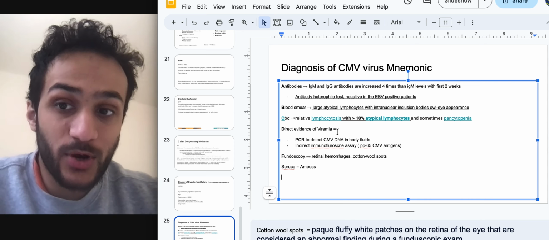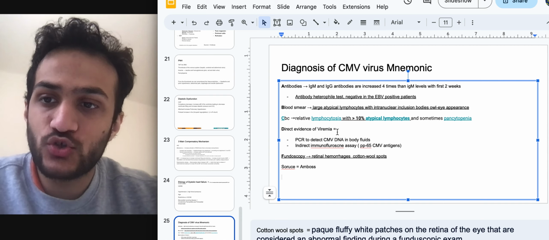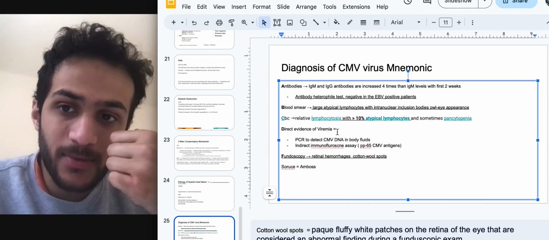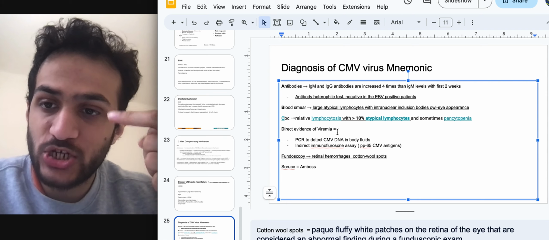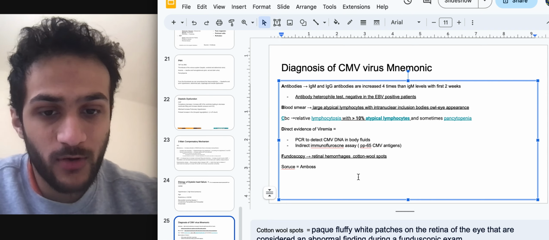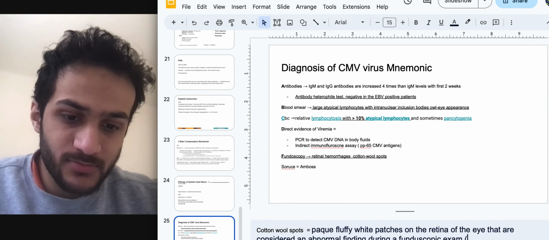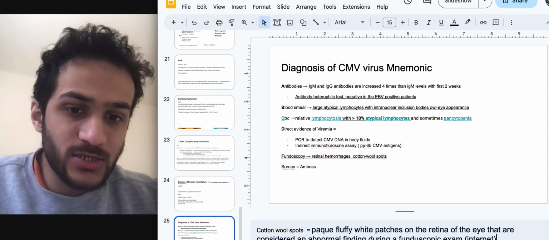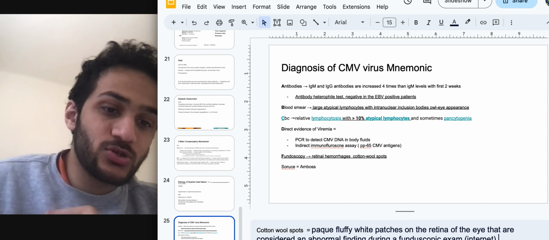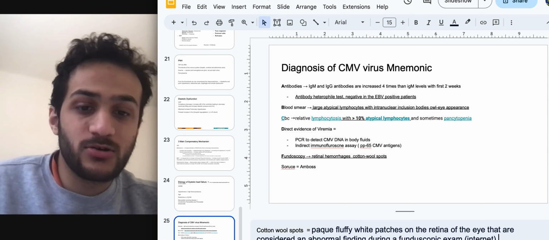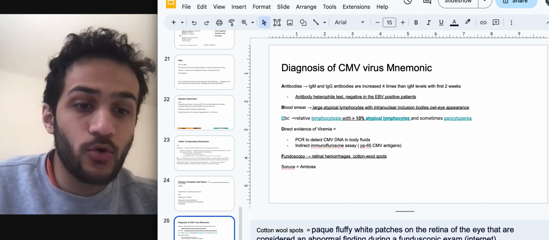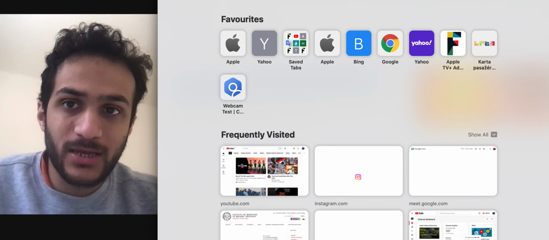The last information is quite high yield, it's fundoscopy. So they might show us an image of fundoscopy, which might show retinal hemorrhage, and we might see cotton wool spots. Cotton wool spots, I got this definition from the internet: puffy white patches on the retina of the eye, and these are considered an abnormal fundoscopic exam.